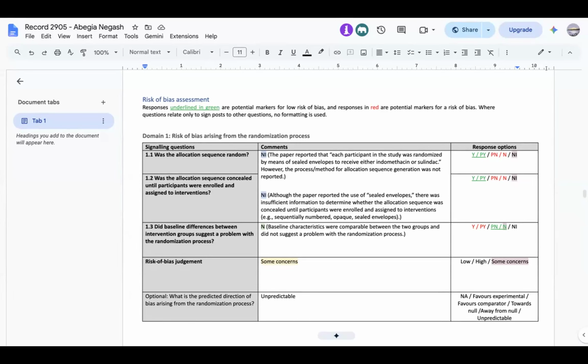Okay, so based on our answers for 1.1, 1.2, and 1.3, would the judgment be low, high, or some concerns? Some concerns because of the not enough information.